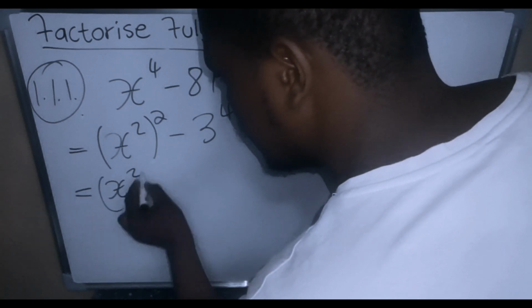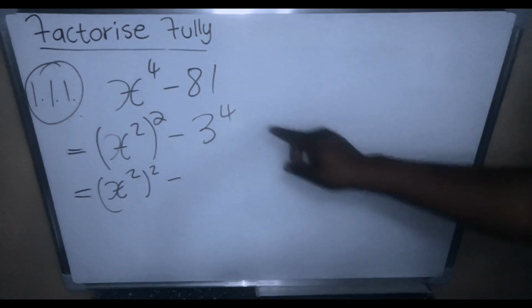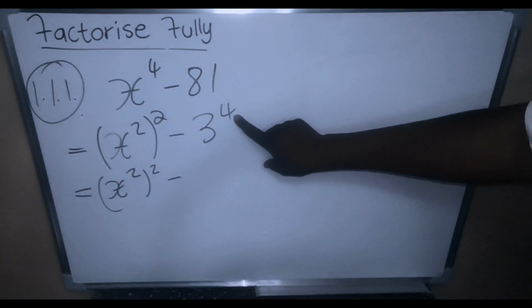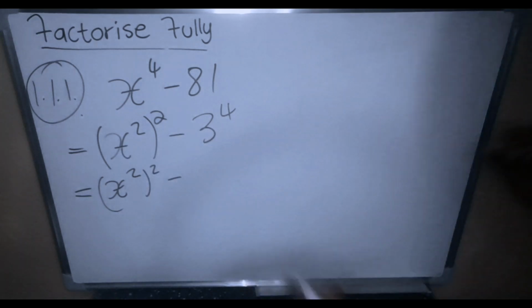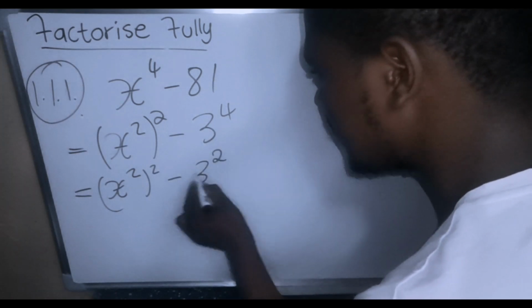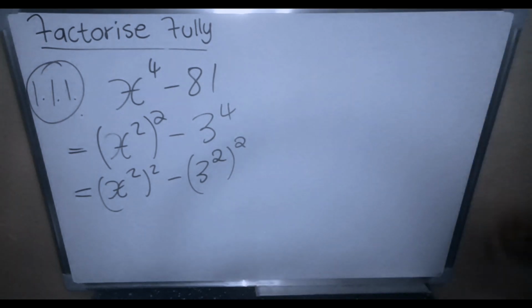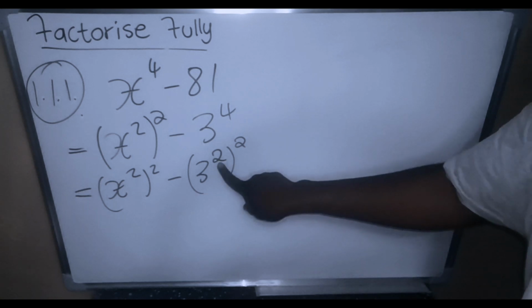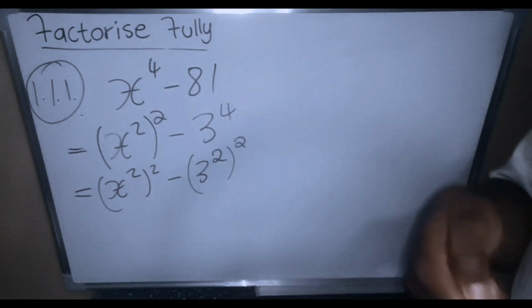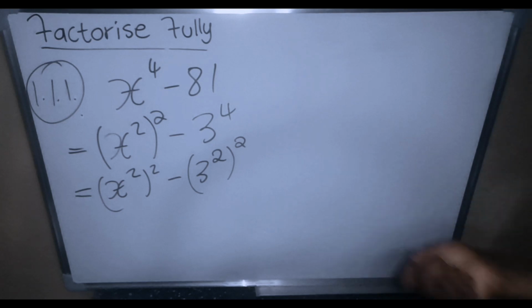x squared, minus, you break it further into squared. I'm going to have 3 squared, squared here. This is how you do it all the time. You must make sure that it goes back to squared, not to power 4. You simplify it further, basically.